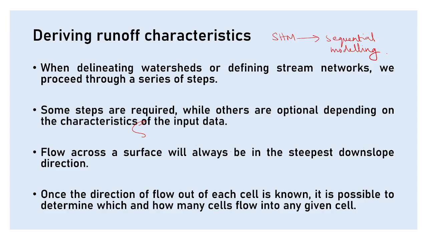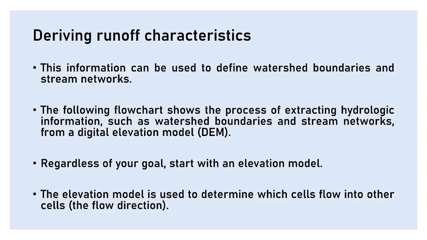So that's how we determine, because when we are talking about a digital elevation model, it involves a lot of cells, like a lot. So we need to determine the direction of flow out of each cell, and also determine where that flow is going to, like into which cell that flow is going. Based on this information, we can define the watershed boundaries and also the stream network, like in what direction it is moving, till which portion that watershed is covering, all those things.